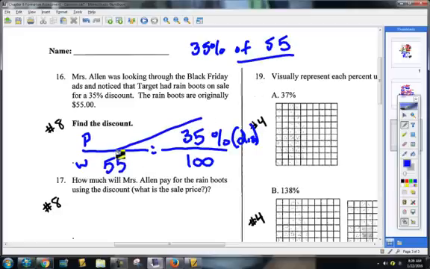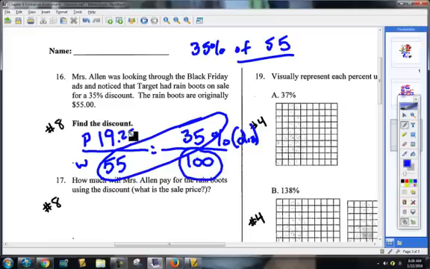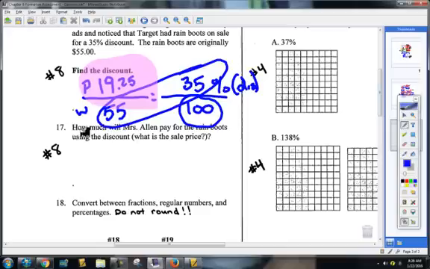So we're going to cross multiply and divide. We are going to get $19.25. That is the answer because all it's wanting to know is what is the discount. How much are you saving using that particular Target ad? Now for number 17, we want to know what is the sale price. How much is Mrs. Allen going to pay for those boots? Well, that's where you're going to take the $55 and subtract that discount of $19.25, and you're going to get $35.75.